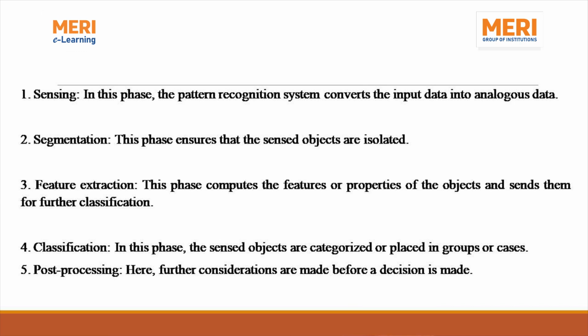Sensing: in this phase, the pattern recognition system converts the input data into analogous data. Second, the segmentation phase. This phase ensures that the sensed objects are isolated. Third phase, feature extraction. This phase computes the features or properties of the object and sends them for further classification. Fourth, classification. In this phase, the sensed objects are categorized or placed in groups or cases. And post-processing, here further considerations are made before a decision is made.